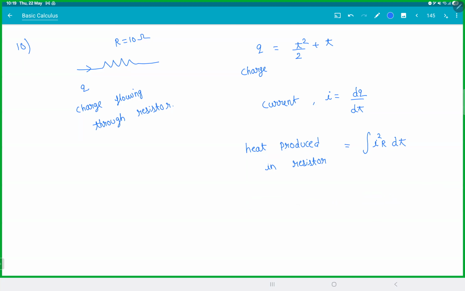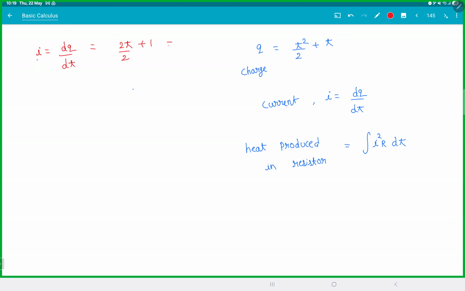So yeah, we just have to dump it in this formula here. First of all, let's find the current. So I is equal to dq by dt. Q is given t square by 2. So half into 2t by 2 plus 1, which is t plus 1. Heat is given by integral I square, so (t plus 1) square, R is 10, and dt. You said for 2 seconds, 0 to 2. 10 comes out and this will be integral t square plus 2t plus 1 dt. Limits will go from 0 to 2.